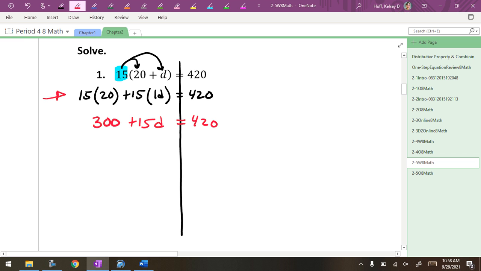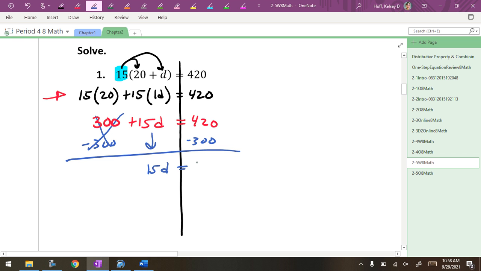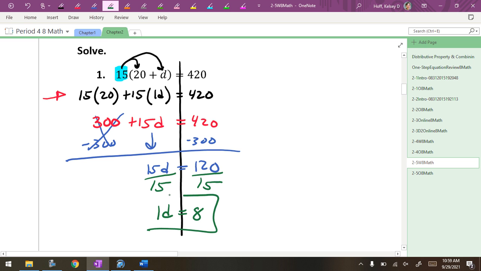You have to show me your distribution step. Okay? What's my next step? Minus 300 from both sides. I drag down 15d equals 120. Then divide by 15. 1d equals 8.